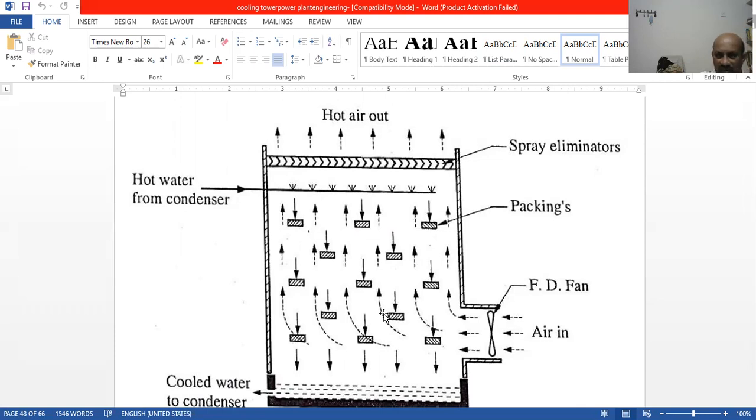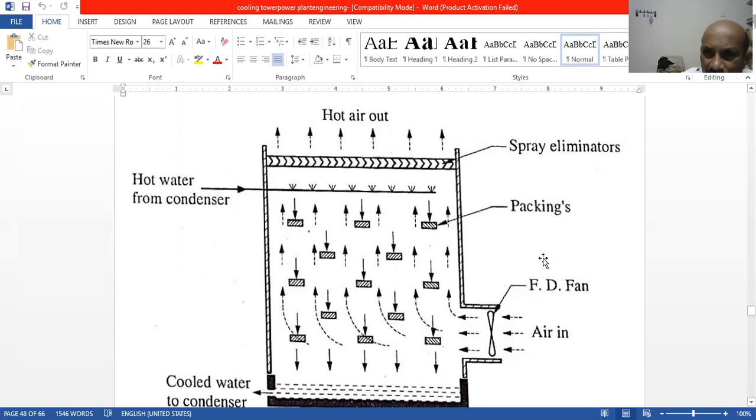Air is entering with the help of a fan, and then some packings we are going to arrange, and we are going to send that hot air out. We are going to use eliminators to eliminate that hot air, that temperature, that heat. So the hot water from the condenser is coming, and it is distilled, and finally that cool water we are going to send in.